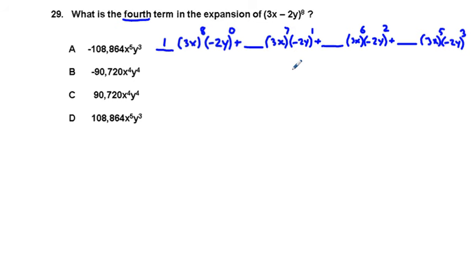So our correct answer is going to have x to the 5th and y to the 3rd. So anything without x to the 5th and y to the 3rd we can eliminate immediately, which would be answer choices B and C, which have x to the 4th, y to the 4th. And so what we're going to do is go to our calculator.